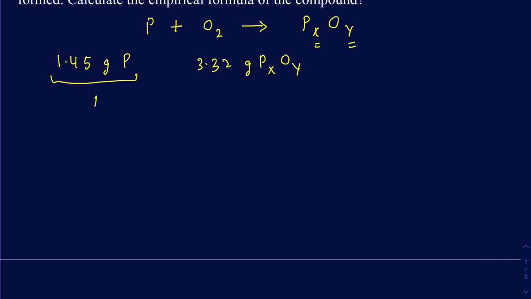All right, so let me write that down here. The mass of oxygen is going to be 3.32 minus 1.45. So let's see what that comes out to be. 3.32 minus 1.45. Okay, that's going to be 1.87 grams. Okay, so once you know the grams, the masses of the elements that make up the compound, the next step you have to do is find their moles.